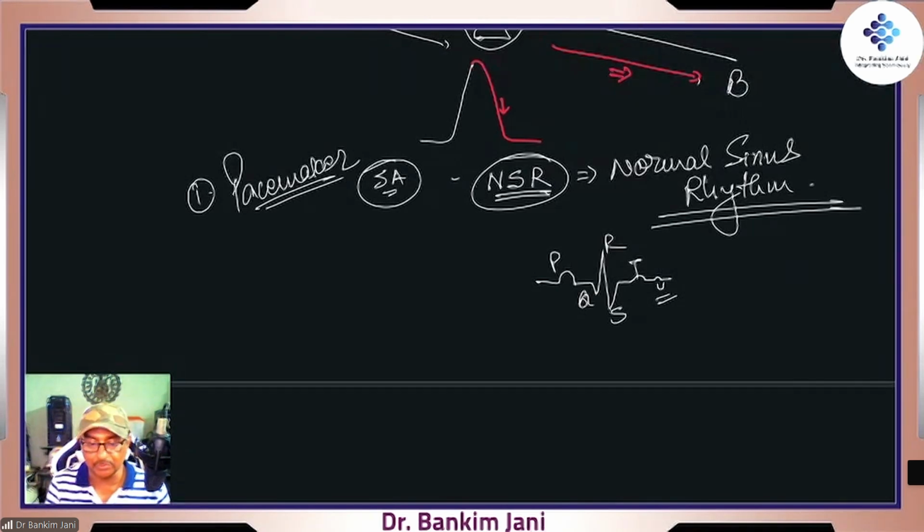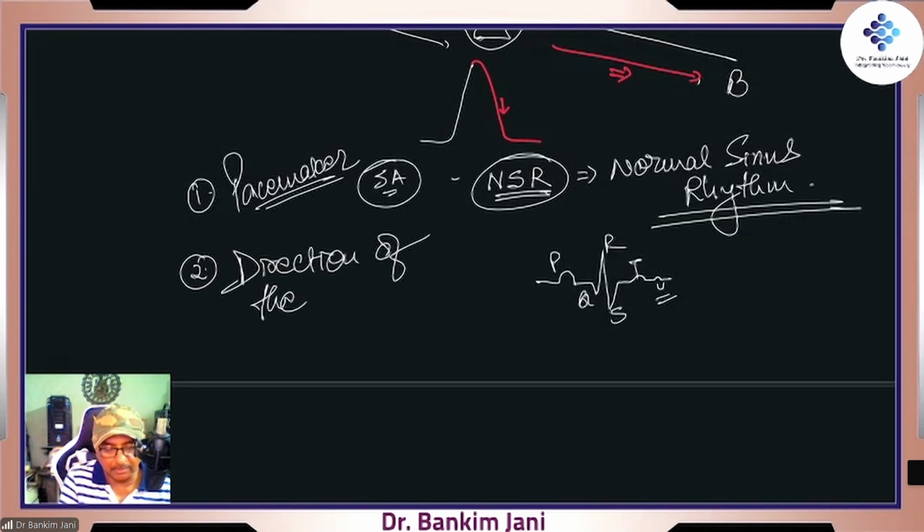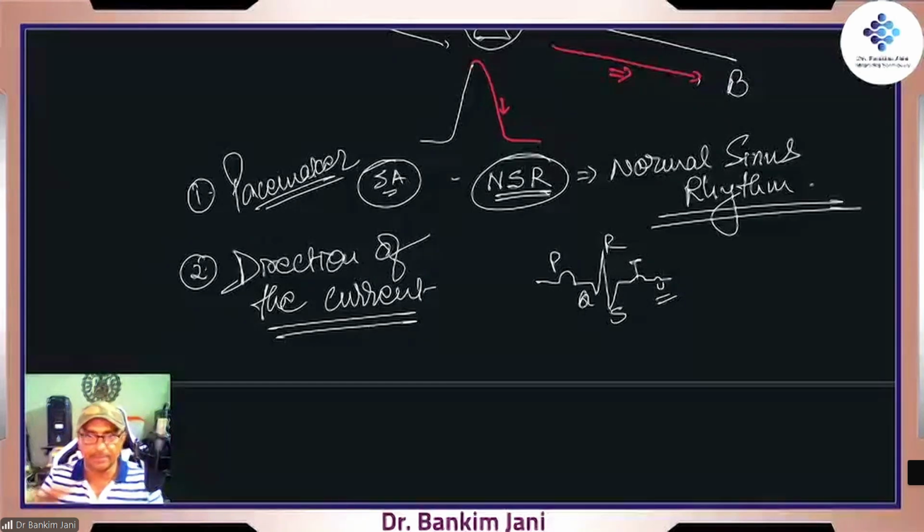So in order to see this thing, what do we need to calculate? We need to calculate the heart rate. That is what we will now be doing. The second is, we need to find the direction of the current. If it is normal rhythm, then the direction of the current will be completely fine, right? And we'll see only some of the leads which we have to see.